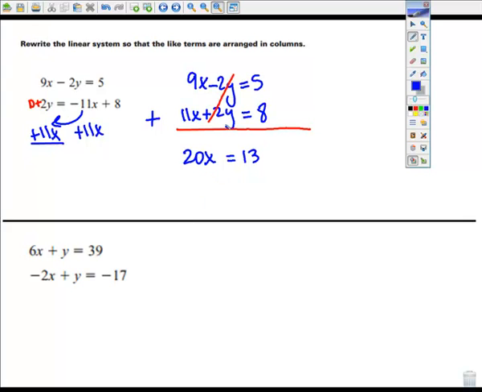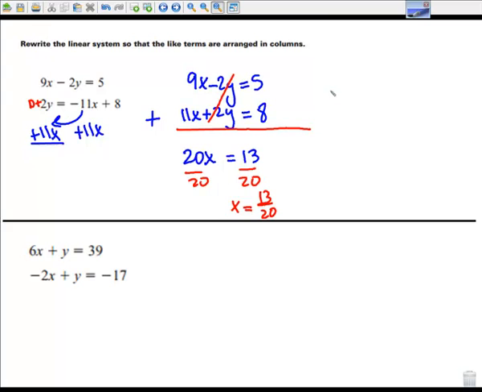Now, I'm not actually going to finish this equation. I know to solve this, I would divide by 20, and my x would end up being 13/20. Actually, you know what? Let's go ahead and do this because I said that you could use your calculator. So let's go ahead and do this. You can use your calculator.